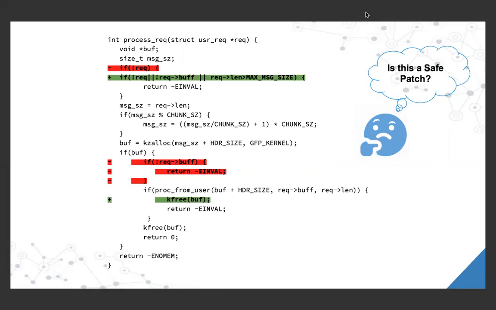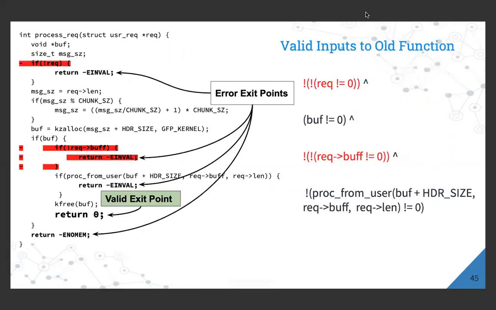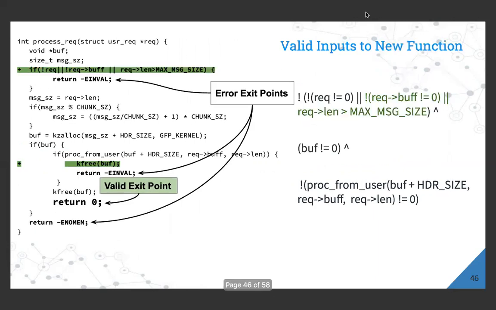Now, to verify condition C1, we first need to identify all the valid inputs to the old function. The old function is shown on the left-hand side of the slide. Here, we can see the function has multiple exit points. However, it has only one valid exit point. Now, all the inputs that can reach the valid exit point can be captured by the path constraint as shown on the right-hand side of the slide. Similarly, the new function has one valid exit point and the corresponding path constraint is shown on the right-hand side of the slide.